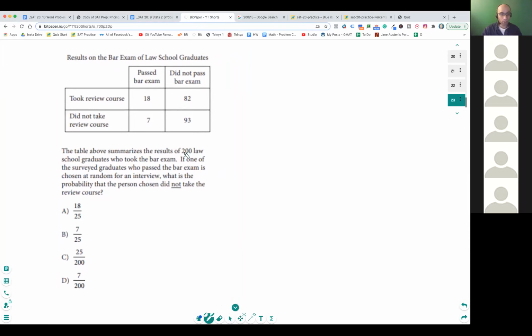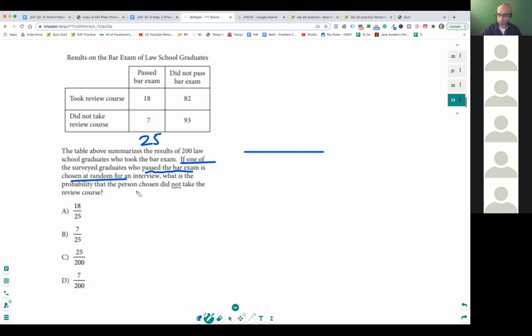What is the probability? Remember, if one of the surveyed graduates who passed the bar exam is chosen at random, the person who already passed the bar exam, then in the denominator go the graduates who actually passed the exam. So how many people passed the bar exam?